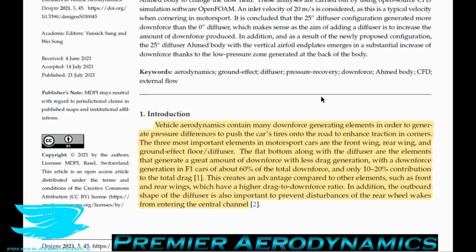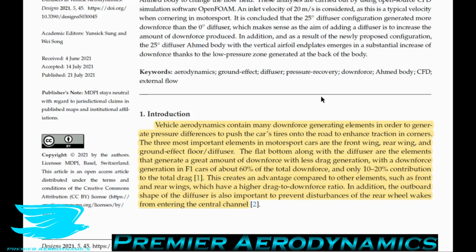So the three most important elements in motorsport cars for downforce production are the front wing, the rear wing, and the ground effect / diffuser. So the flat bottom along with the diffuser, so the flat bottom of the car, and then at the back where the bottom of the car goes up, are the elements that generate a great amount of downforce with less drag generation compared to the wings.